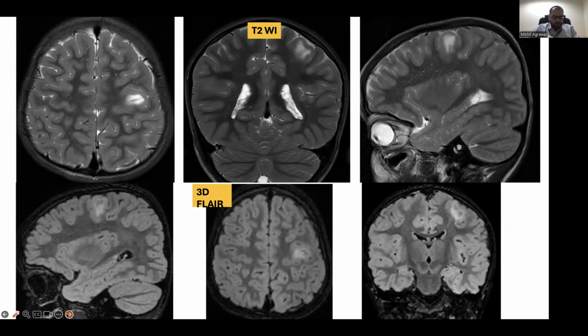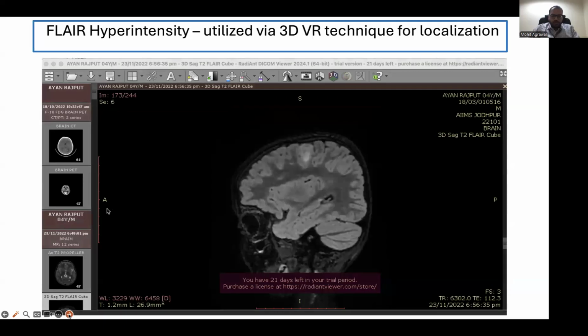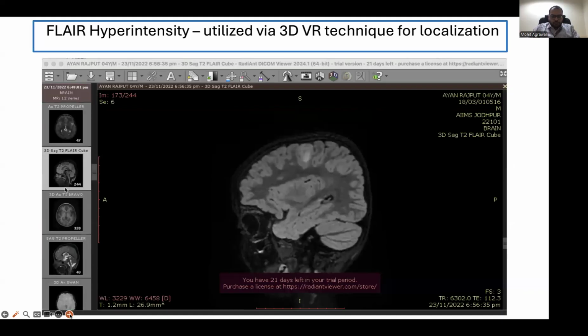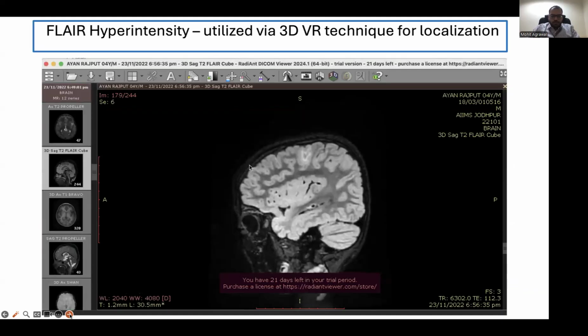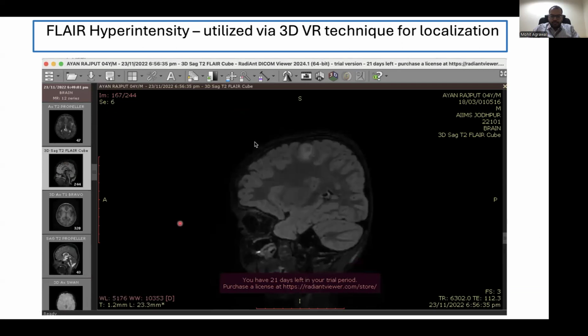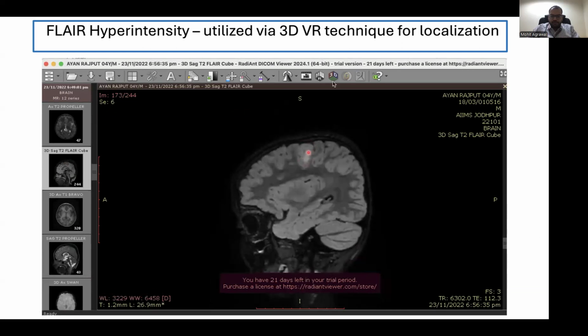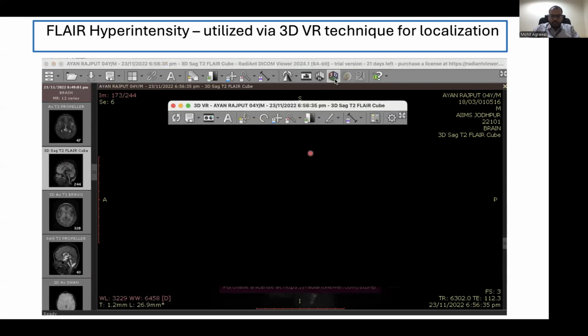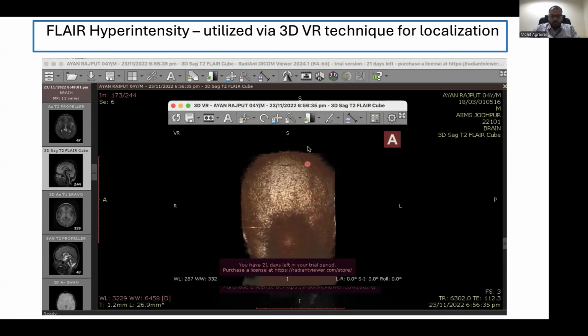So again, putting it into the same software, you utilize a 3D FLAIR scan, and we utilize this FLAIR hyperintensity of the lesion for our intraoperative localization.